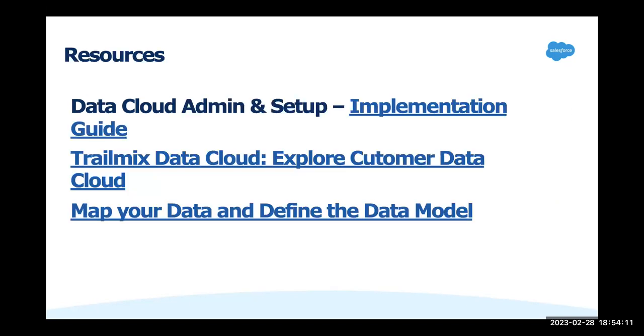So there are some resources: the Data Cloud admin and setup implementation guide, and some Trail Mix for Data Cloud for exploring Customer Data Cloud, where you can see how to map your data and define the data model. These are some of the best use cases and resources that I've seen. There are some use cases given in the Trail Mix as well. I would love everyone to go through it and observe. I know the org is not available for everyone, but with this, you should understand how the data model works, how the connections work, how you can map the data, and how you can view the data.